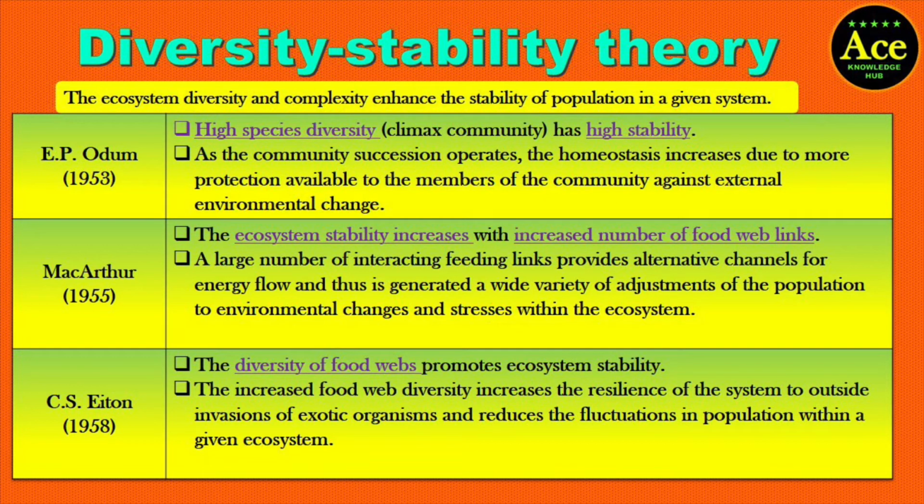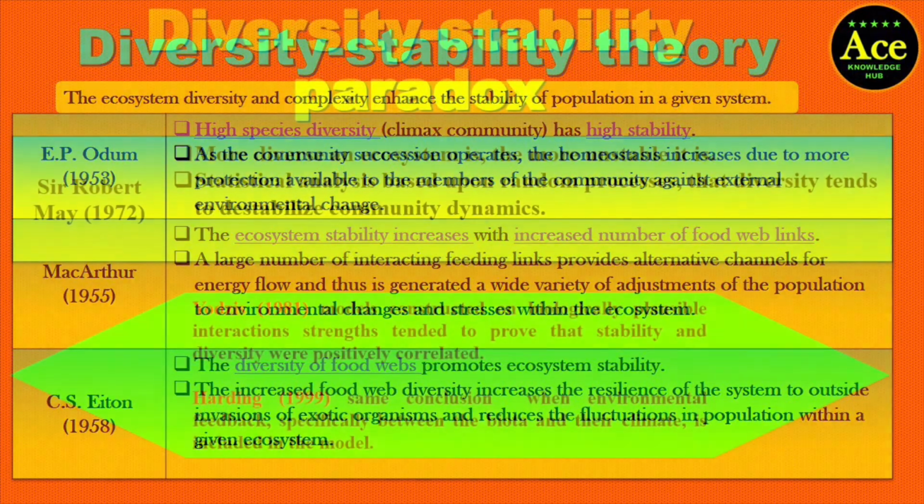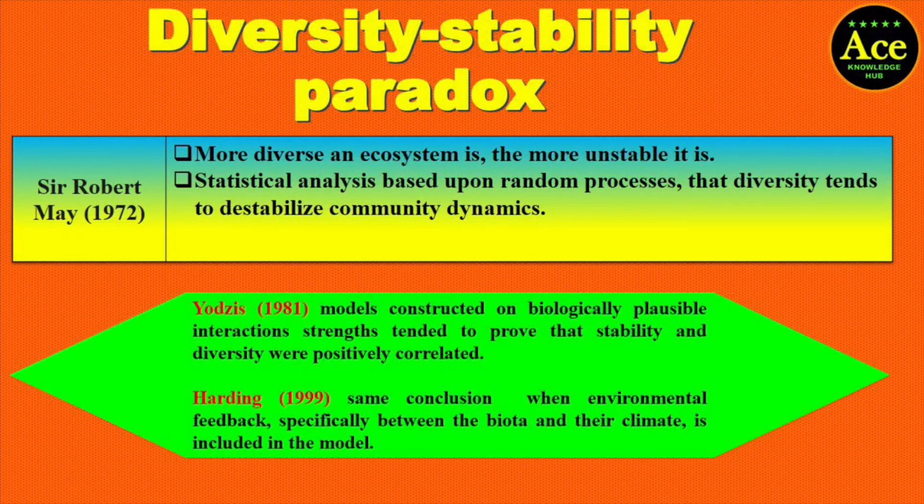C.S. Elton in 1958 illustrated that the diversity of food webs promotes ecosystem stability because increased food web diversity increases the resilience of the system to outside invasion of exotic organisms and reduces the fluctuations in population within a given ecosystem.